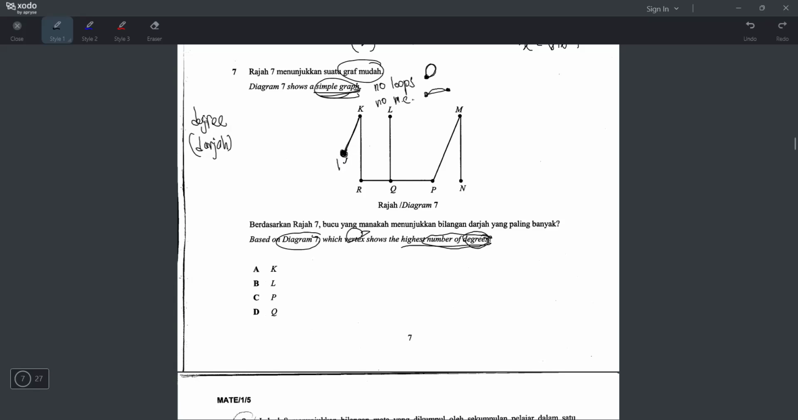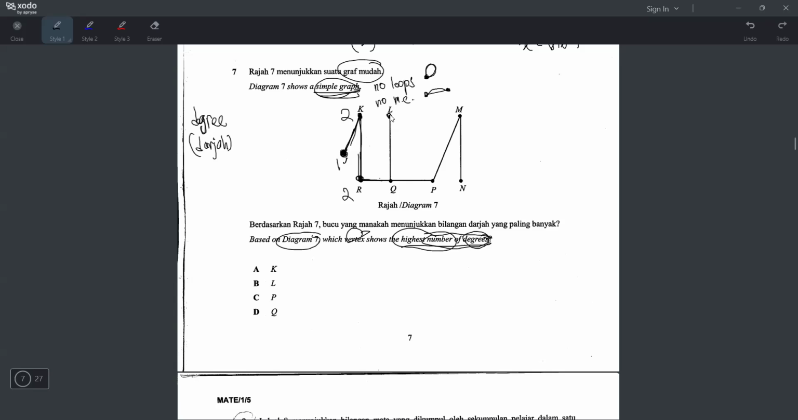But how I teach my students in my class is, I will tell them, how many lines poke it? For example, for J, how many lines poke it? 1. So its degree is 1. Then what about K? There are 2 lines poking it. So 2. Then you find out the degree for everyone, because they want the highest number, right? Now tell me, how many lines poke vertex R? 2. That means 2 edges, 2 lines are connected to the vertex R. That means the degree of vertex R is 2.